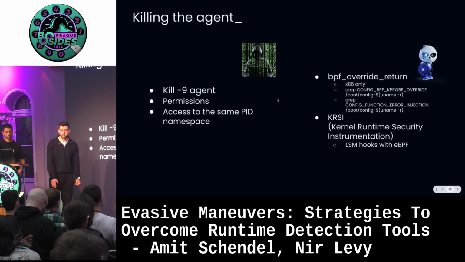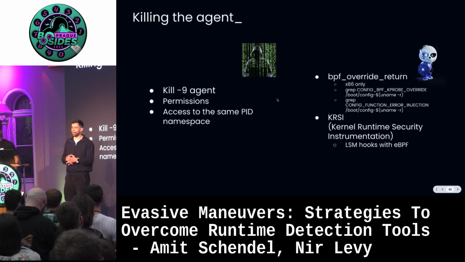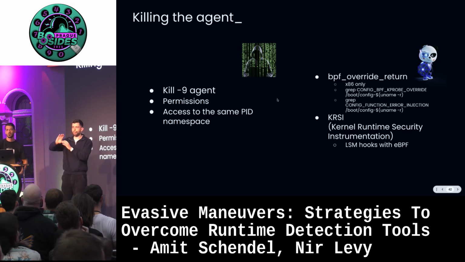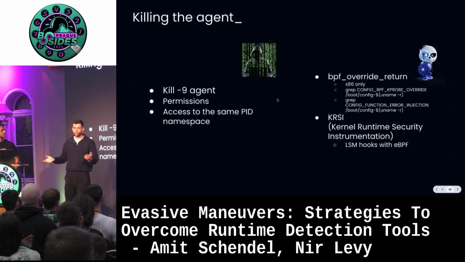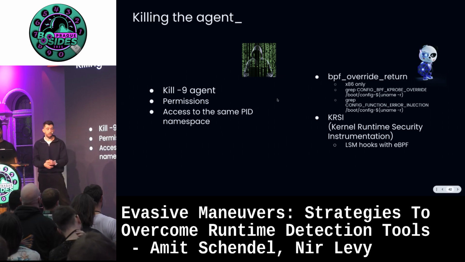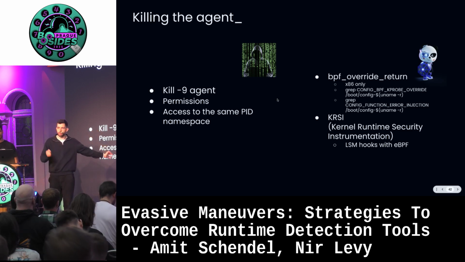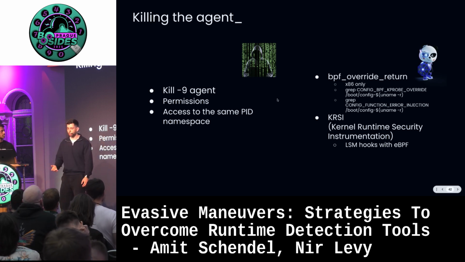Another option is killing the agent. Every eBPF program needs to have a user mode program that will manage this eBPF. So, as Amit said, if you are a runtime detection tool, you have a list of all the process IDs you want to monitor. You save it in the user space and write it to the map in the kernel. So if I just kill the user mode process, the runtime detection tool will actually be asleep. Of course, in order to kill the agent, you need to have enough permissions, and you need to have access to the same PID namespace. But after you do it, you can do whatever you want on the machine without getting caught.